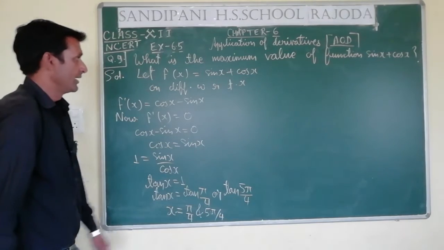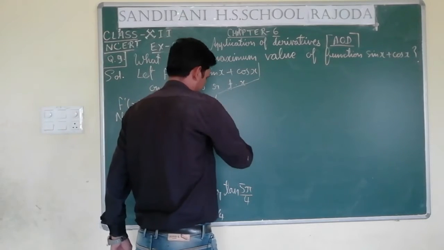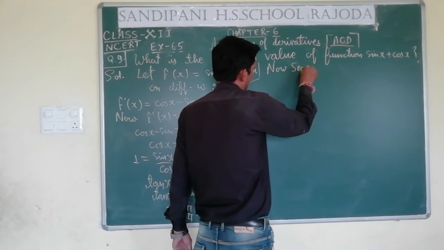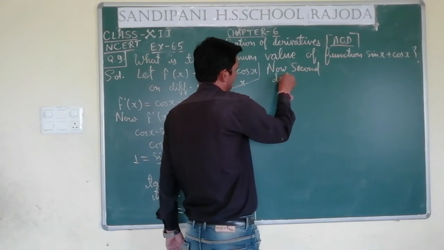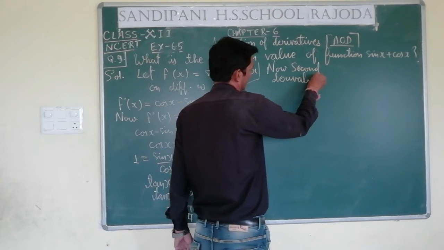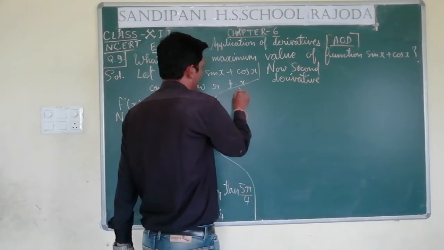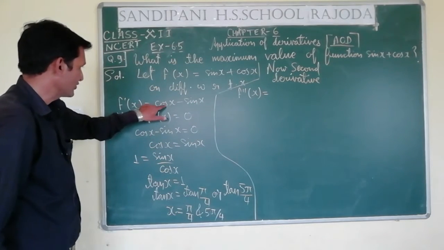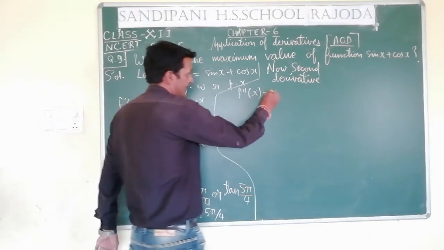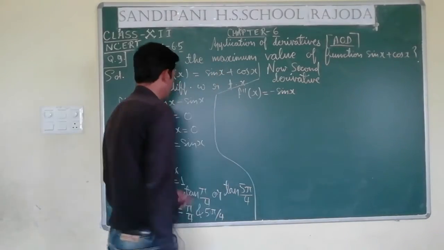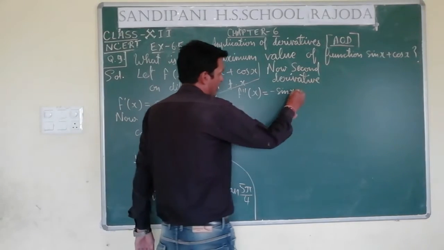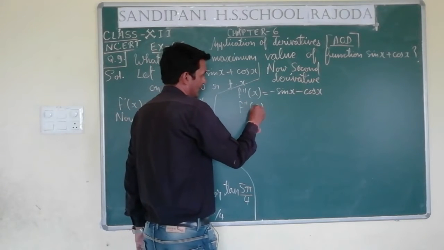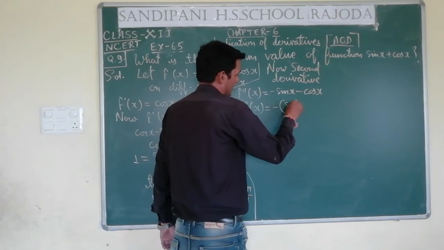Now the second derivative, that is f double dash x. F double dash x is equal to what? Differentiation of cos x is minus sin x, and differentiation of sin x is cos x. So minus sin x minus cos x, or we can say f double dash x is equal to minus sign common, sin x plus cos x.